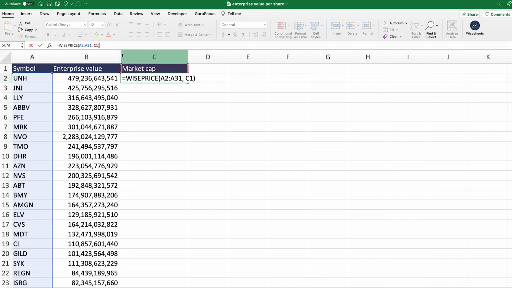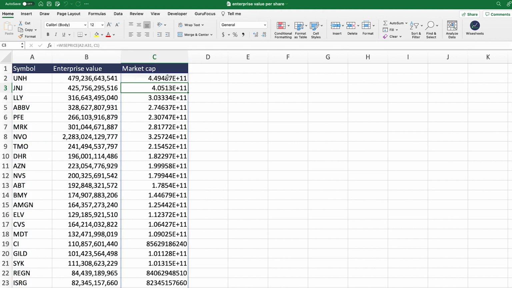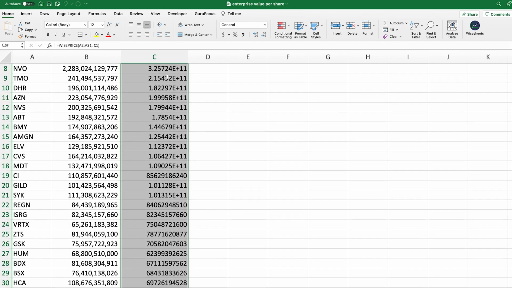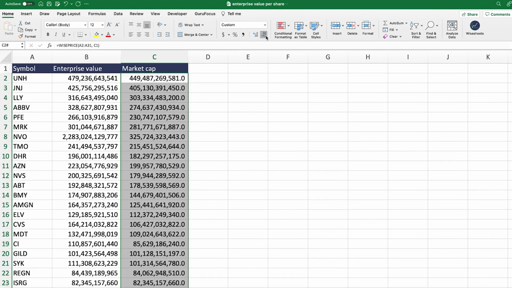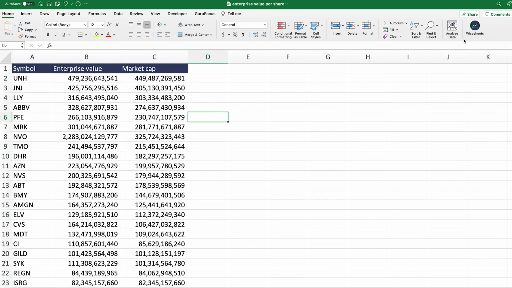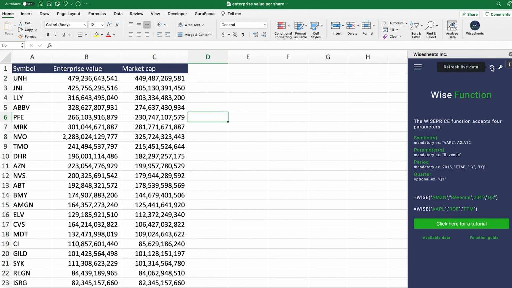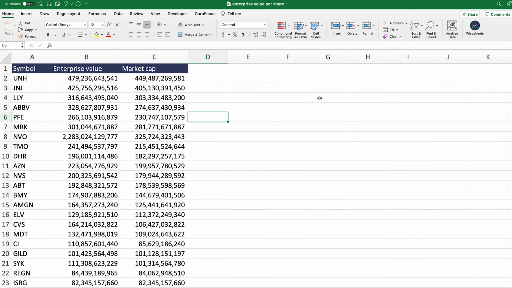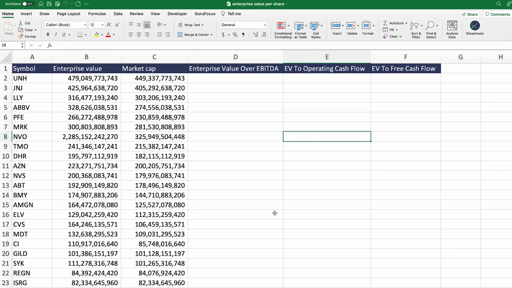So once we have that, we can get the number, and now all we need to do is format this, get rid of the extra decimals as well, and anytime we want, again, we can refresh the live data so we can have the latest numbers. And now what we could do is start comparing these two numbers to see what's the difference in the different values.